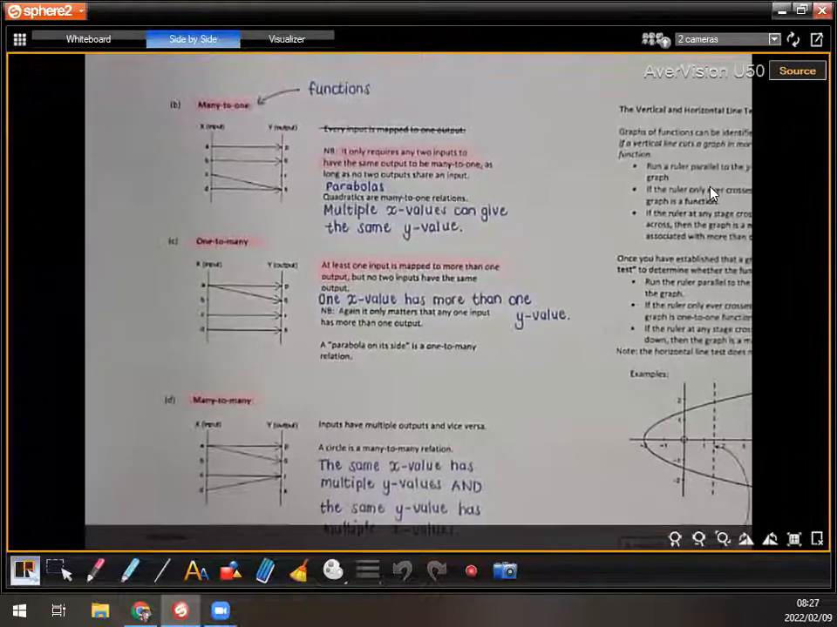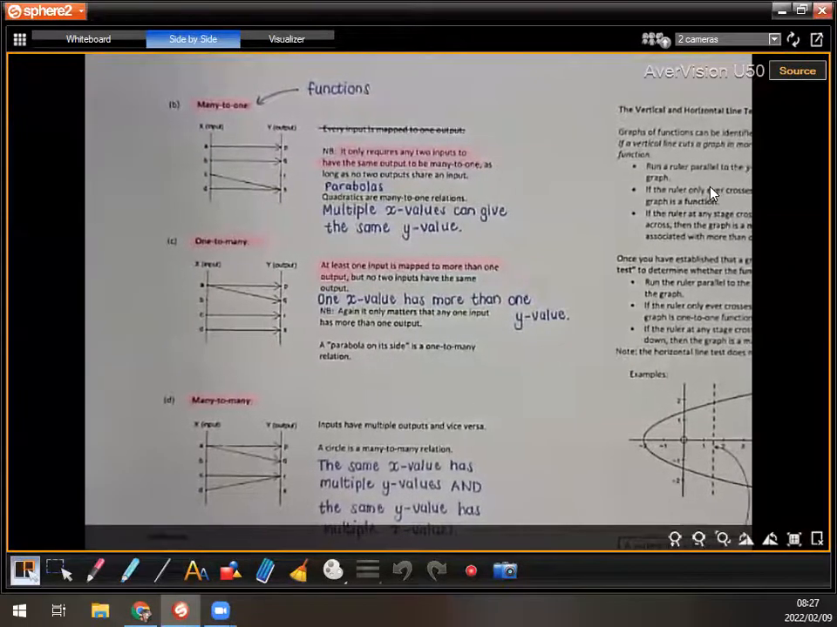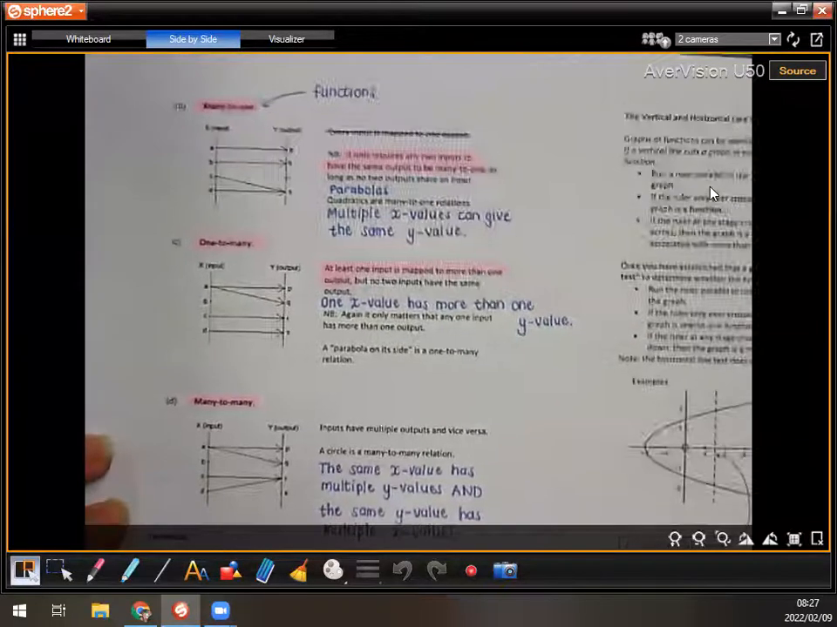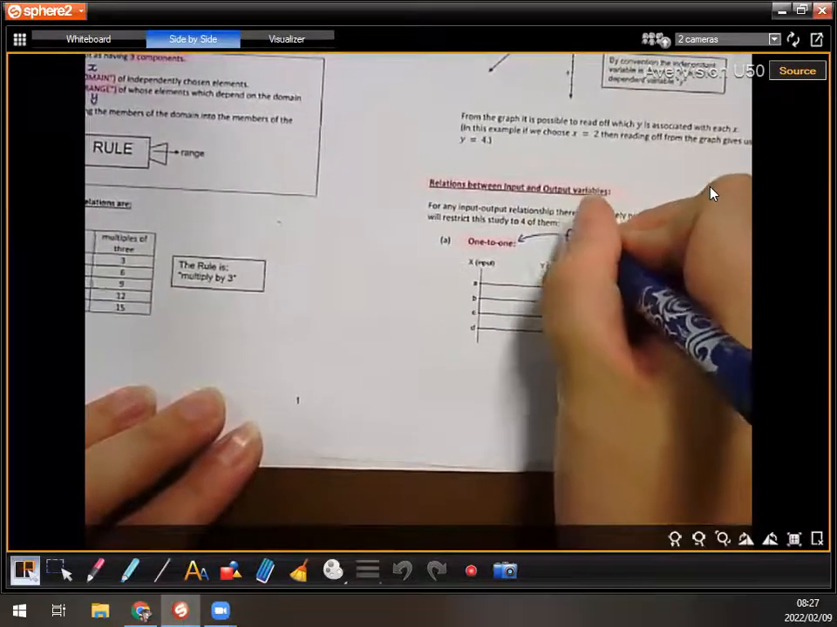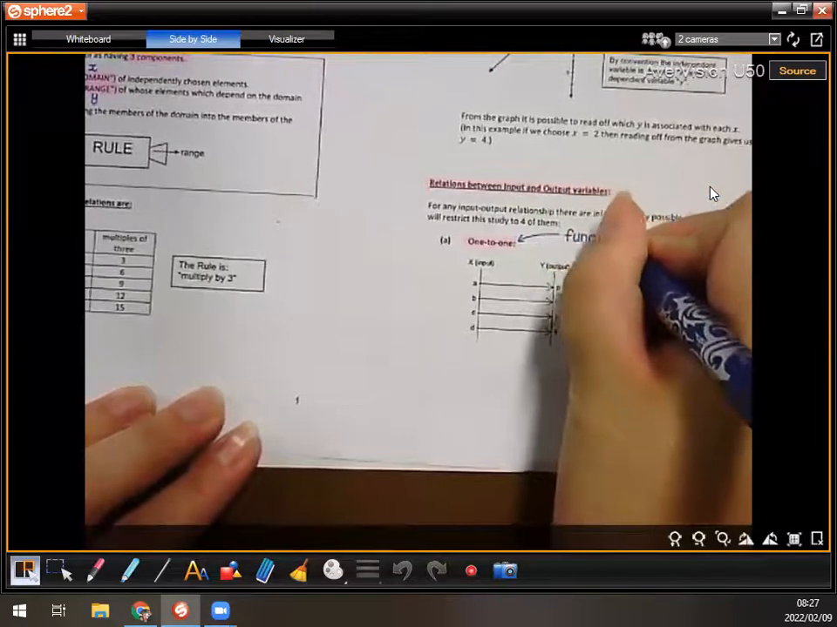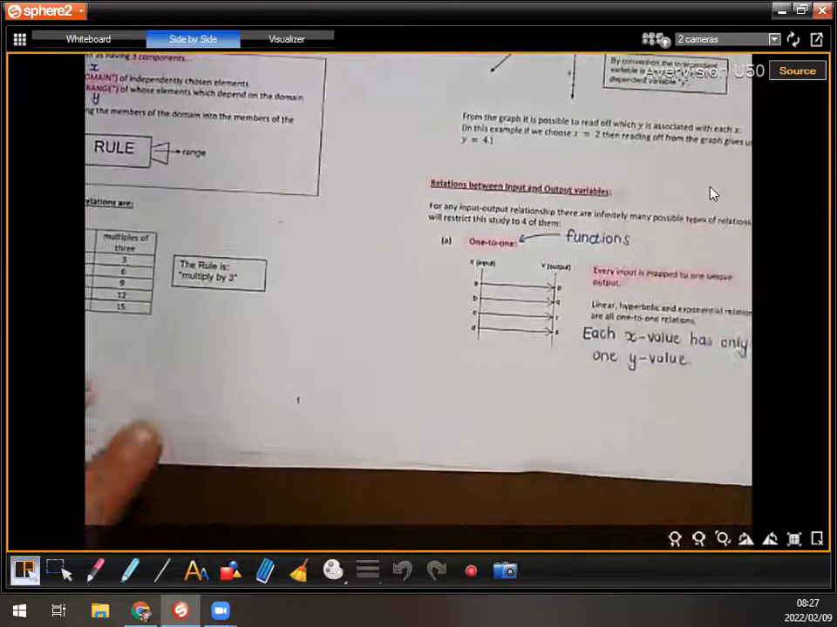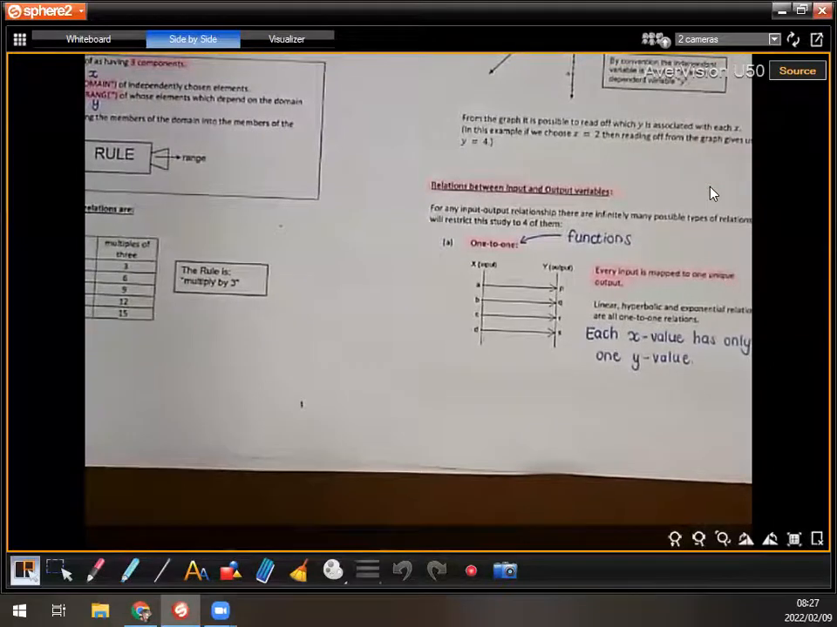So for example, a parabola is a function. Okay, a parabola is many-to-one, it is a function. And then if you go to the previous page where we had the one-to-one definition, one-to-one relations are also functions. So it's the two-one part that makes it a function. Either one-to-one or many-to-one, but it has to be one y value. That makes it a function.